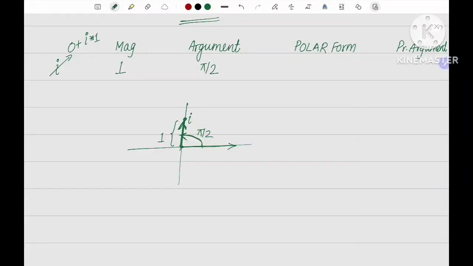What is the polar form? Polar form is simply magnitude r into cis theta, where theta is the argument. So for i, it is 1 cis pi by 2. And what is the principal argument? Principal argument is also pi by 2. Correct. Similarly, let me just erase it.